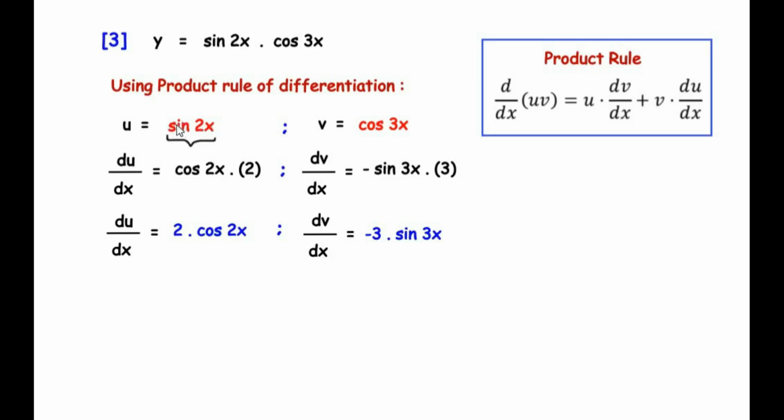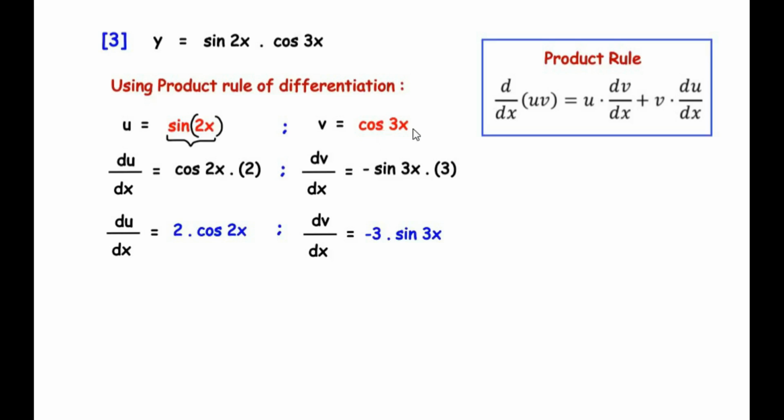So the differentiation of sin 2x gives us cos 2x, because the differentiation of sin is cos. And then we are going to differentiate the inside term, that is 2x. So the differentiation of 2x is 2. Then step number 3, that is multiplication of the terms got in step number 1 and step number 2. So du by dx gives us 2 times cos 2x.